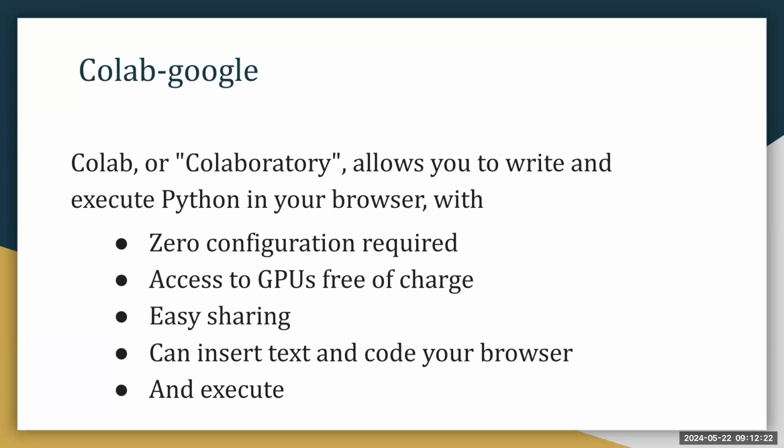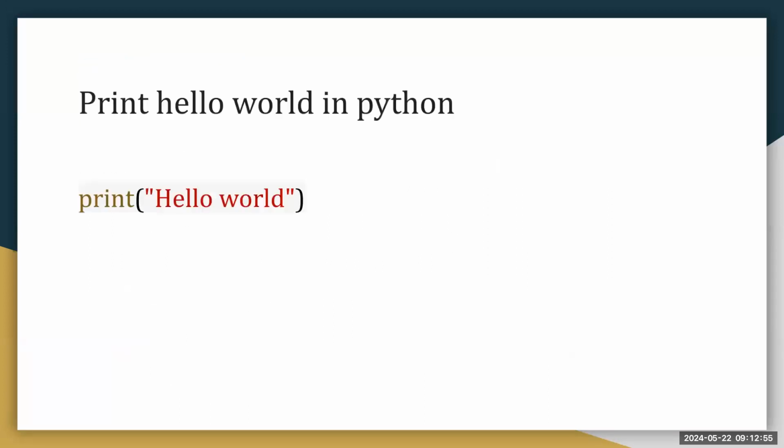This Google Colab is easy to share. You can insert text, like comments, and images. You can write text on one side, write code under the text, and then execute. You can run those programs online using Colab. We will start now.